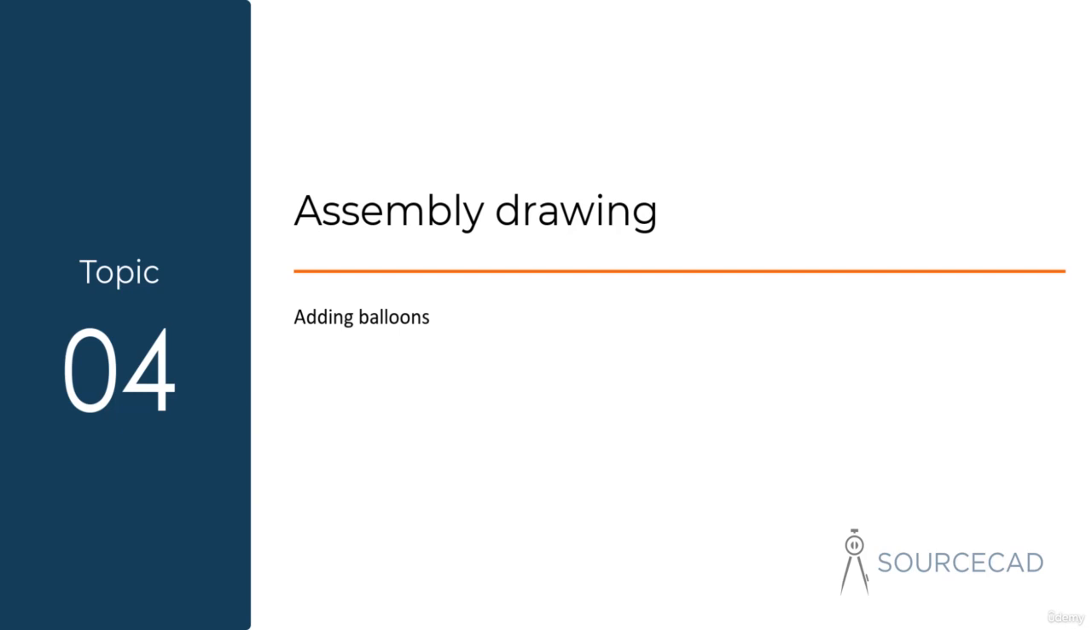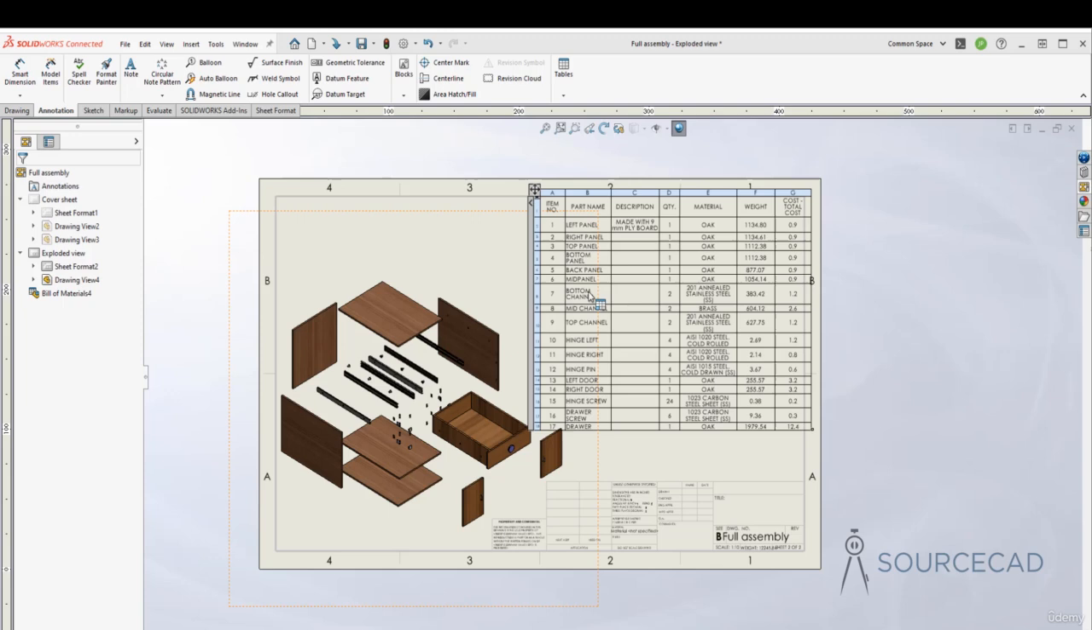So now let's talk about adding balloons to our bill of material. Currently we have a bill of material where we can see the components present in this assembly, but it is not quite easy to link any component with this exploded view. Currently it is kind of randomly distributed, and even if you select a component, it is hard to see which one we selected. So to ease this process, we can add the balloons.